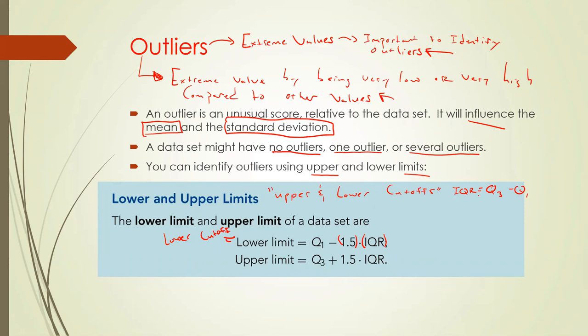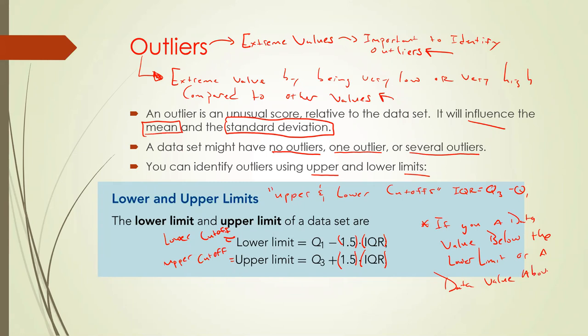And then you have this upper cutoff, or upper limit. And this is just Q3 plus 1.5 times the interquartile range. That's it, okay? And what happens is, if you have a data value below the lower limit, or a data value above the upper limit, they are outliers. Okay.